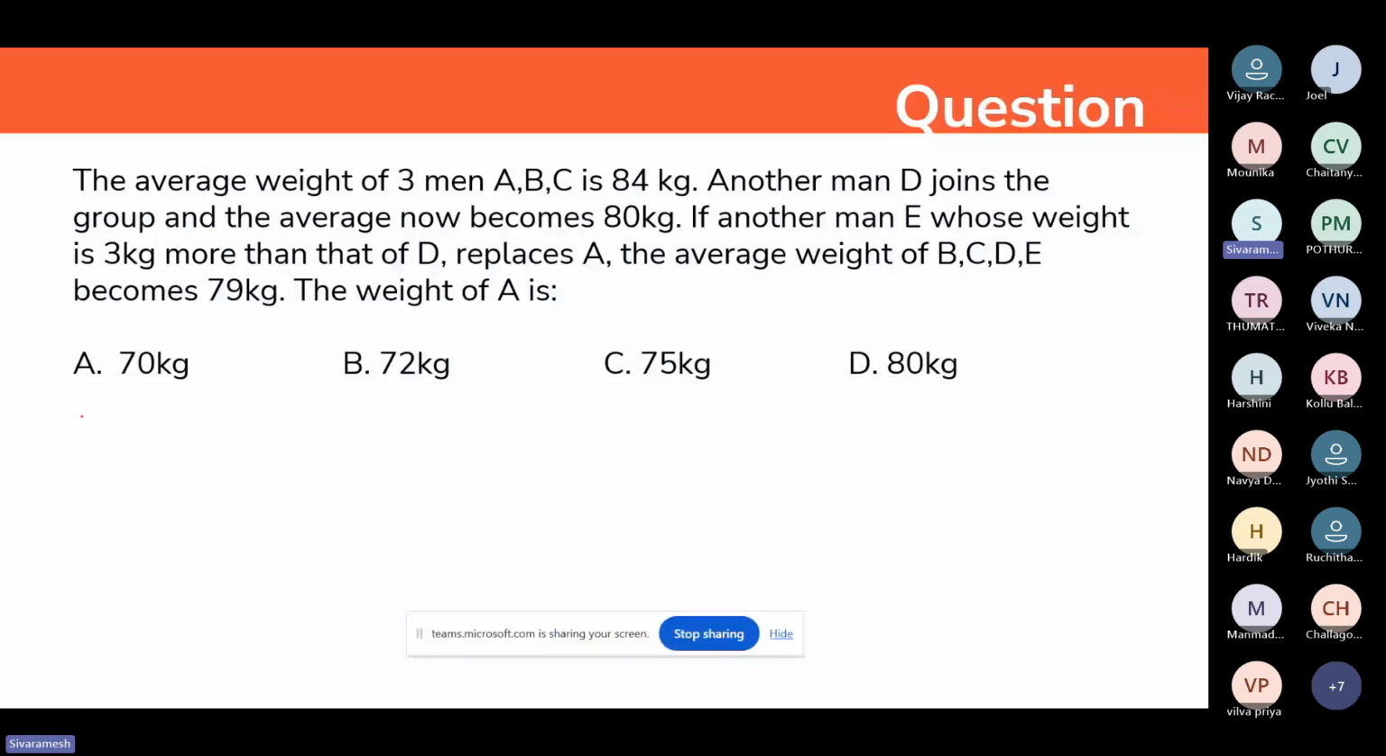Count and average. The average weight of three men A, B, C. There are three men, namely A, B, and C. The average is 84 kgs. Another man D joins the group. The average becomes 80. Obviously, another man joining means the count will become 4, and the average is 80 kgs. Now these four persons are A, B, C, D. Now if you observe the left hand side, the difference is increased by 1.